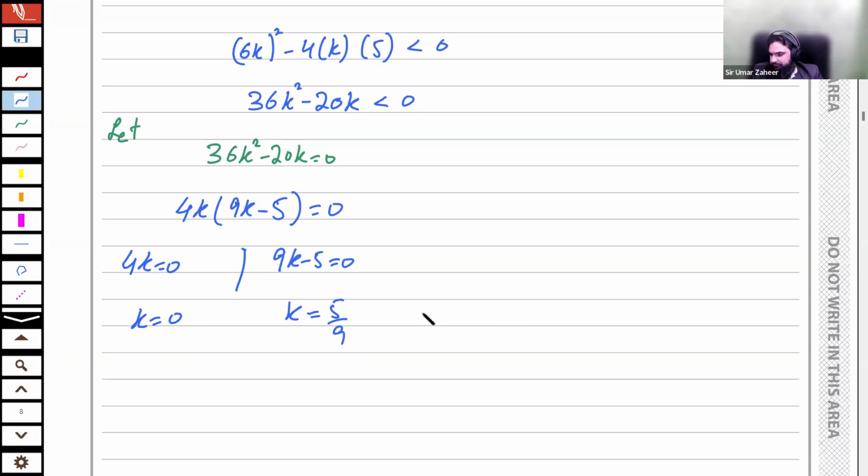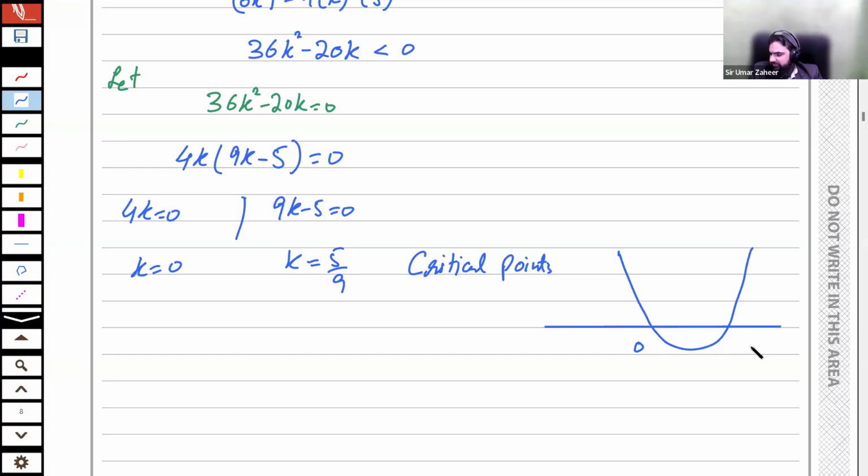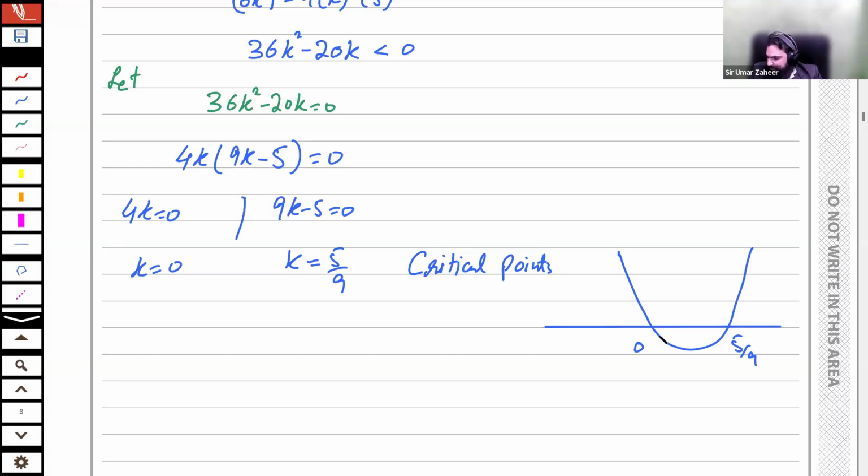So these are my critical points. What do we have to do next? We have to plot the graph, the values being 0 and 5/9. And from here we have to take the values that are less than 0. The region less than 0 is the portion below the x-axis. So we'll get the inequality: k is greater than 0 and less than 5/9.